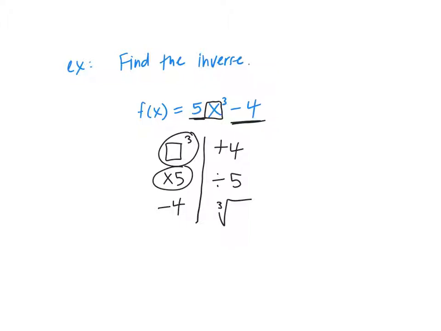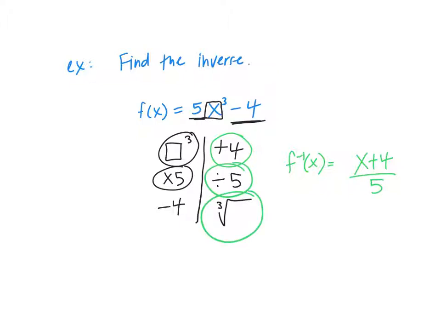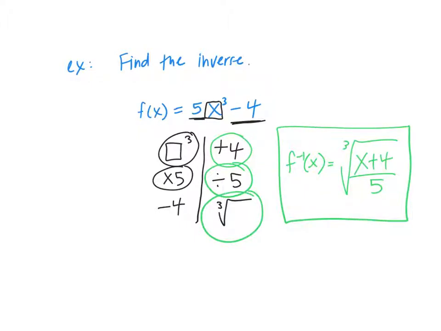So what we do is we are going to have f inverse of x because we're taking the entire function and finding the inverse. You start with the x and you add 4 to it. Then you take the entire quantity and divide by 5. And then you take that entire quantity and take the cube root. And that is your final answer.